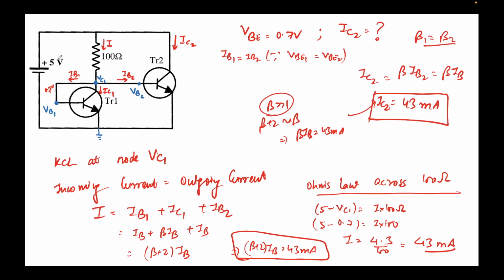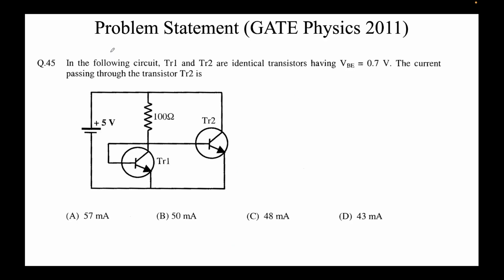But for this problem we saw that the current through these two transistors will be the same, because this is a mirroring circuit, usually called the current mirror, and the current usually depends only on the voltage supply and the biasing resistor. So what we had obtained was that IC2 was 43 milliamps, which is option D that we can see over there. So that's it for this problem.